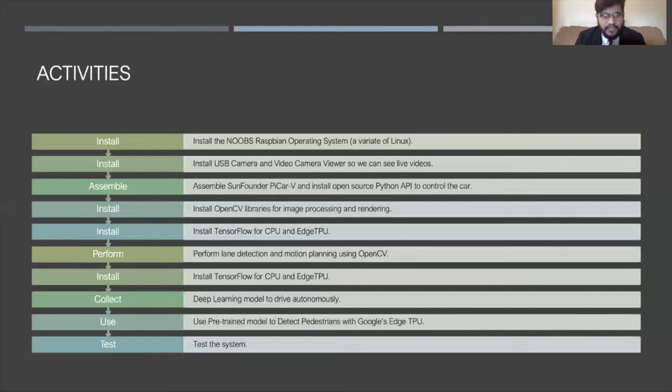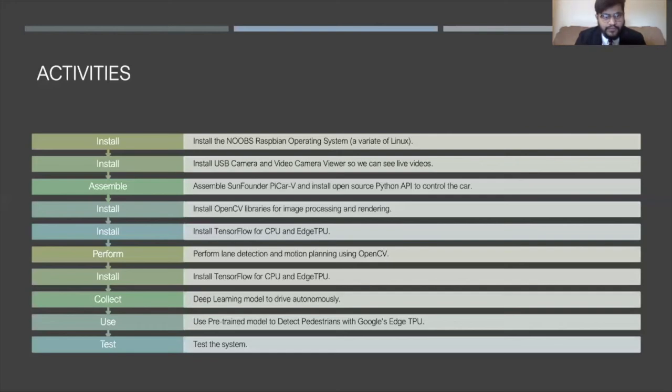After setting up everything, SunFounder has also provided an open-source Python API, which can be downloaded from GitHub. Just type in SunFounder PiCar, and it will direct you to the repo. Just fork the repo onto the Raspberry Pi, and we are good to go. We don't need to hard code each and every line to make our car perform. We can directly do it by inputting some lines from the API.